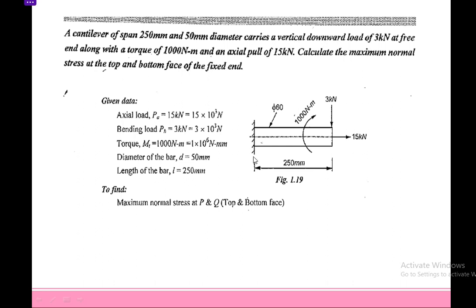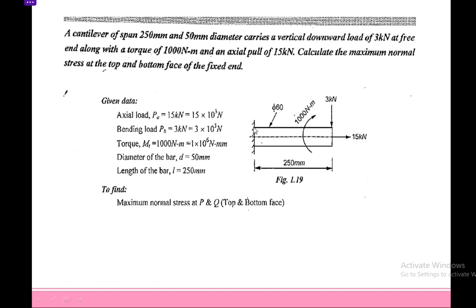So here it is the fixed end. In this fixed end, this side is called the top end and this side is called the bottom end. Based on the three different loads, that is the downward load, the axial load and the twisting moment or torque, what is the stress acting at this point? So at the top face of the fixed end and the bottom face of the fixed end, we have to calculate these things.